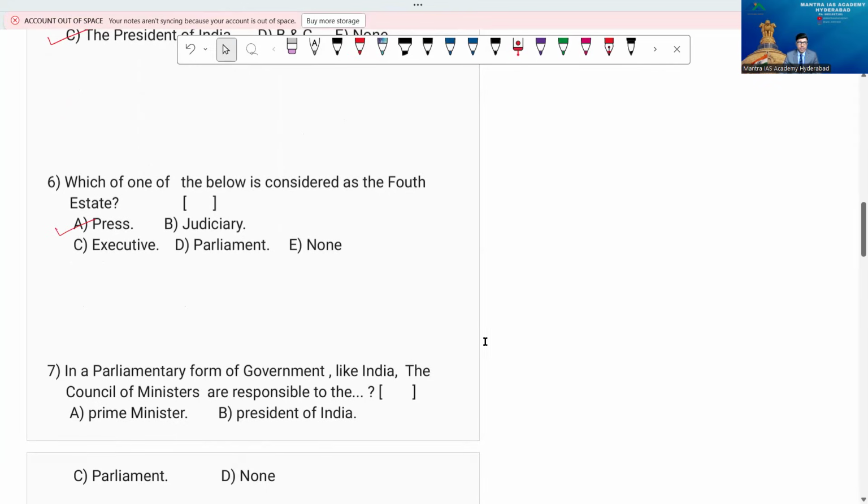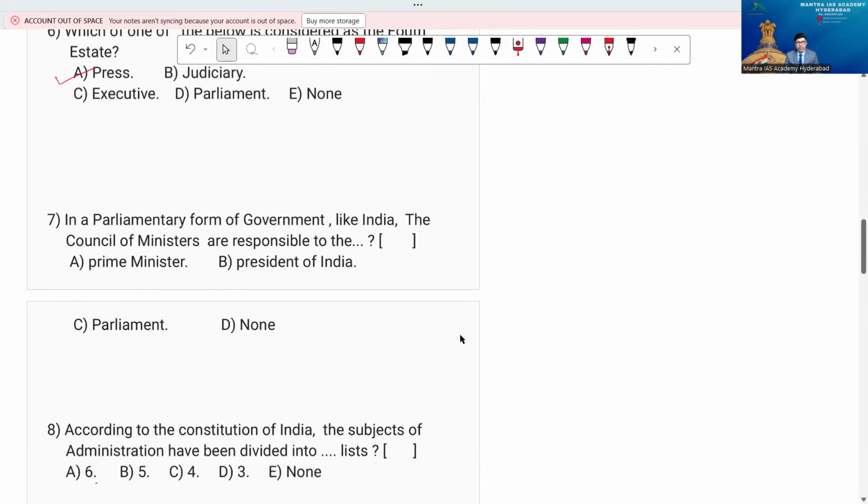Then go to question number 7. In a parliamentary form of government like India, the Council of Ministers are responsible to: option A, Prime Minister; B, President of India; C, Parliament; and D, none. The Council of Ministers are responsible to Parliament. That is the very important point out of the four options.